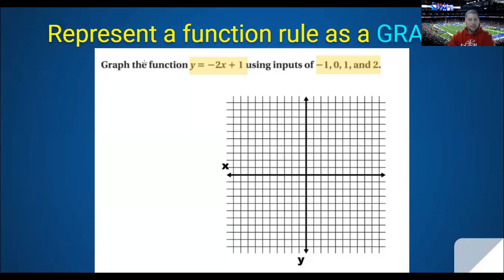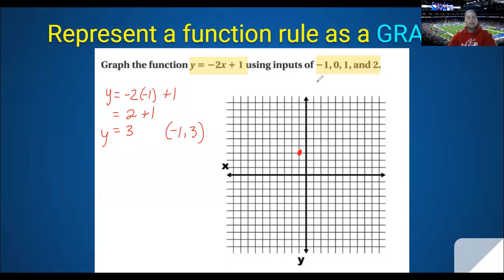Okay, so we're going to take -1, and we'll plug that into the equation for x. So y equals -2 times -1 plus 1, which equals +2 plus 1, which equals 3. So y equals 3 when x is -1. So that's the coordinate, (-1, 3), and you can plot that right now on your graph, right there.